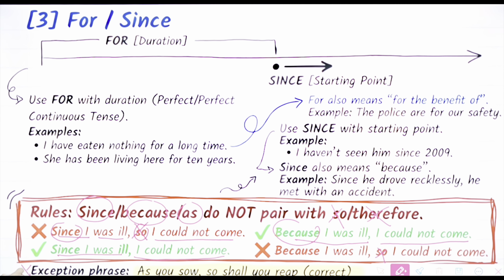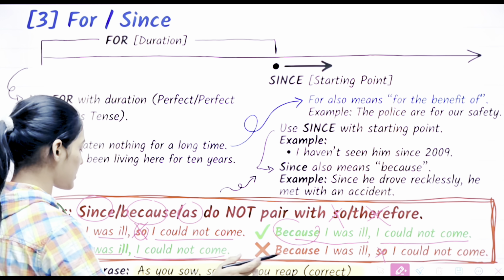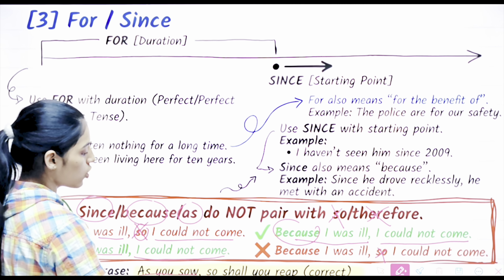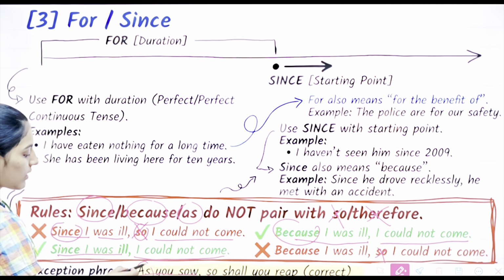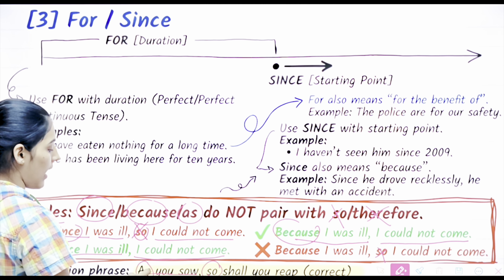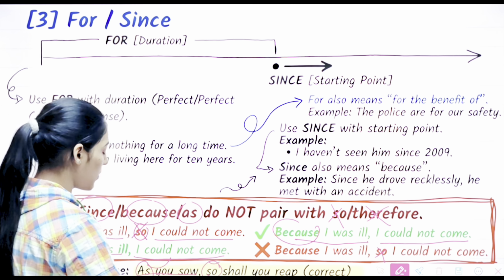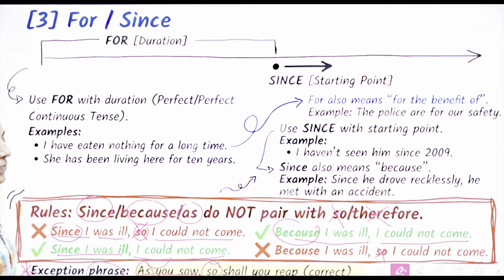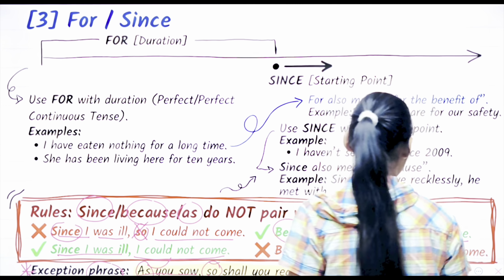But here we have an exception. Whenever phrases are there, along with that it becomes correct. For example, as you sow, so shall you reap. So along with as we have used so, and it's correct. Why? Because we have a phrase over here. Alright, now moving on.